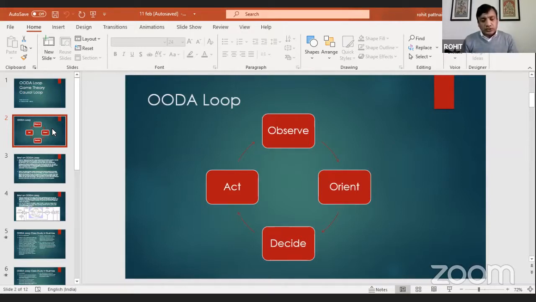The OODA Loop was conceived in 1960 by an American fighter pilot known as John Boyd. It started being used in the first instance in warfare. From there, it got translated into business. Even in the Indian military, this is ingrained into them. They all do this OODA loop subconsciously. It's part of their second nature when they take decisions.